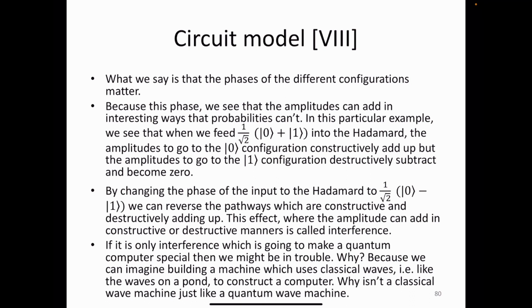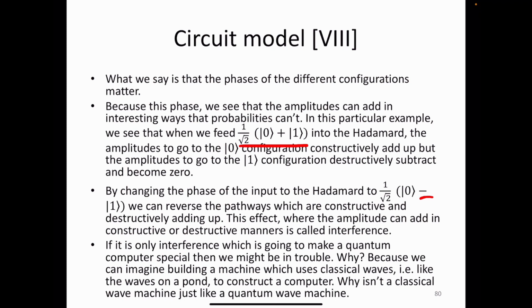In this particular example, we see that when we feed our state 1 over square root of 2, 0 plus 1 into the Hadamard, then the amplitudes to go to the 0 configuration constructively add up, but the amplitudes to the 1 configuration destructively subtract and become 0. Interesting, right? By changing the relative phase, by a minus, we observe the reverse. We observe that for 1, they constructively add up, and for 0, they destructively subtract.